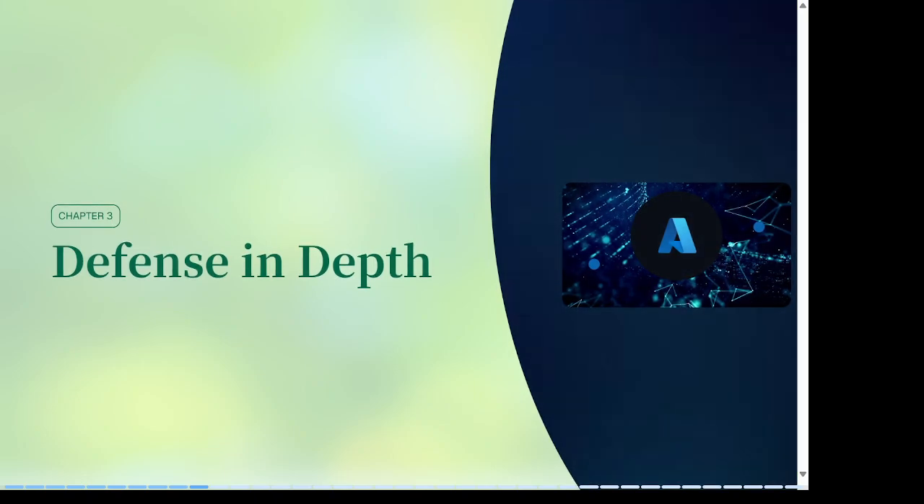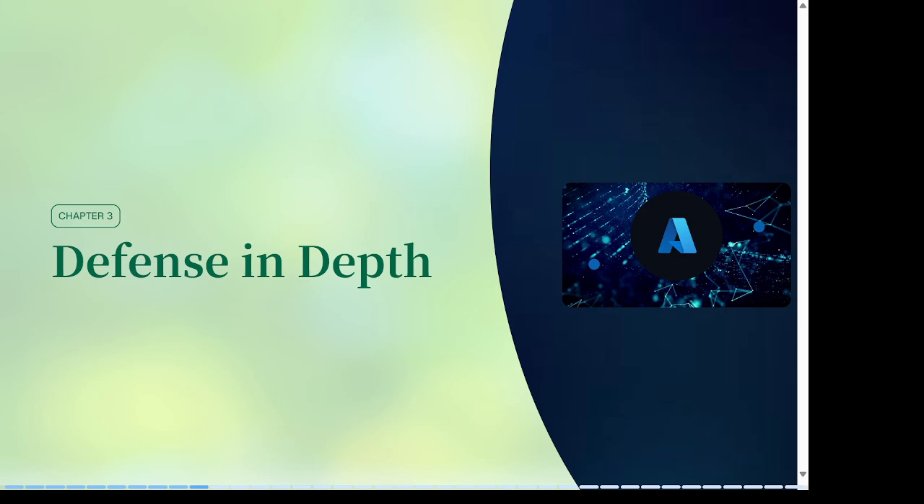Defense in depth. Let me start with a simple question. If one security control fails, should the entire system become vulnerable? Of course not. And that is exactly why Azure does not rely on a single layer of security. Instead, it uses multiple layers of protection stacked together. This concept is called defense in depth.